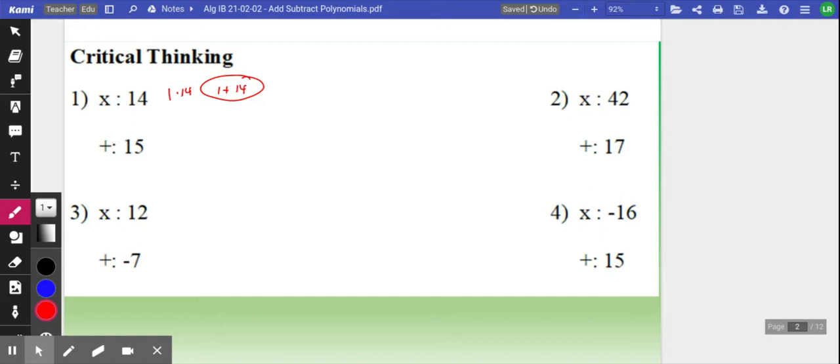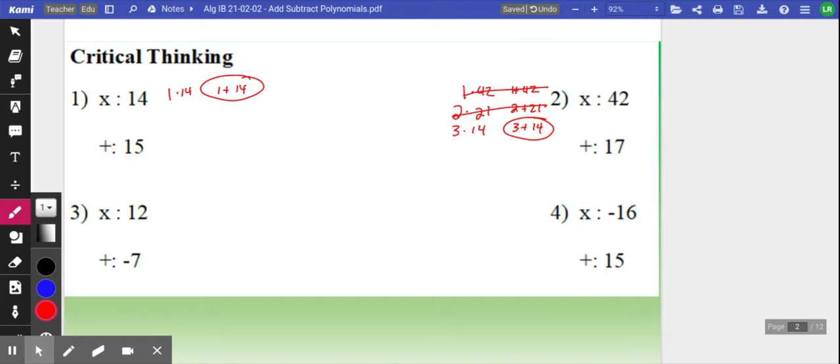Number 2, when in doubt, start with 1 and the number. So 1 times 42 is 42. 1 plus 42 is 43, so that's not it. Next number is 2. 42 divided by 2 is 21. 2 plus 21 is 23, so that's not it. Next number is 3. 42 divided by 3 is 14, so 3 times 14 is 42. And 3 plus 14, got it.